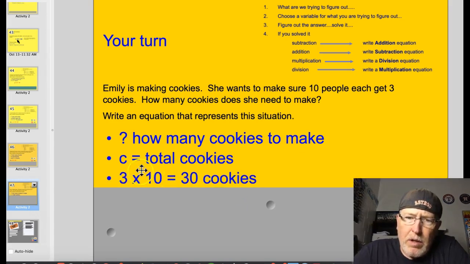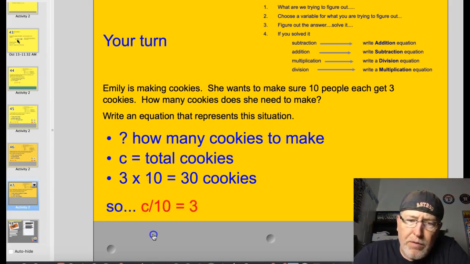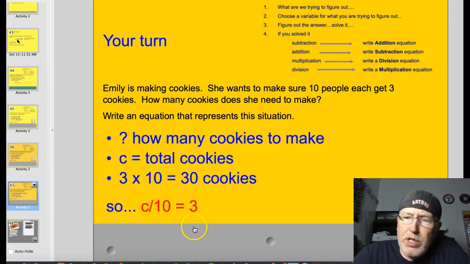Well, 3 cookies for 10 people would be 30 cookies total. Okay, so we solved with multiplication, so this one's going to be written with division. If we take the total number of cookies and divide it by the 10 people, they'll each get 3 cookies. So total cookies divided by 10 people, 3 cookies each. It makes sense. Again, I'm not saying C divided by 10, I'm saying what that C represents. That's the key. More important than any of the other steps is inserting what the meaning for that variable is.